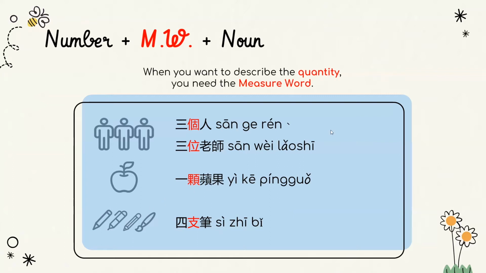And how do we use it? We just place the measure word between the numbers and the nouns. It's just like English: a piece of cake, a slice of paper, two slices of pizza. So it's not that difficult. The only difficult thing is that in Mandarin Chinese we have a lot of measure words, depending on what kind of noun you use.